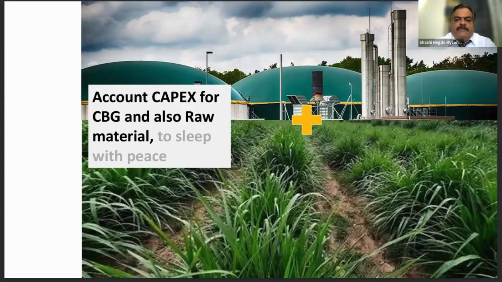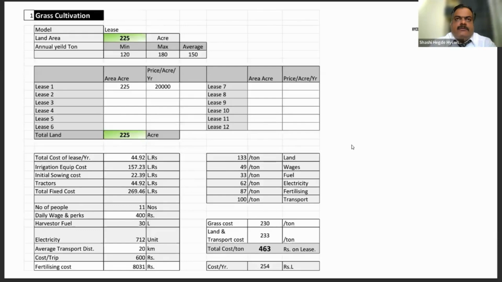On the statistics level, we see that millions of tons of cow dung are available. But if you visually look at it, all this cow dung is scattered. Every 100 meters, there will be 200 grams of cow dung. So that is the thing.